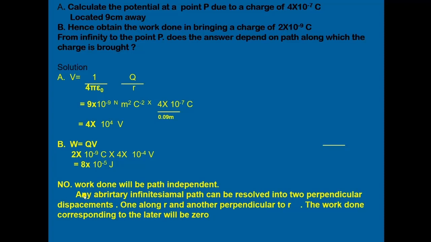Yes, we have already discussed about it. Any arbitrary infinitesimal path can be resolved into two perpendicular displacements, one along the r and another along the perpendicular to r. The work corresponding to the latter will be 0.